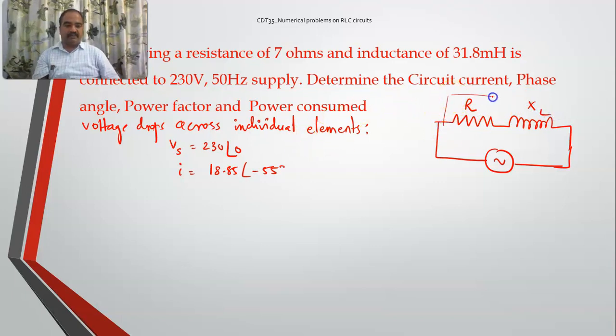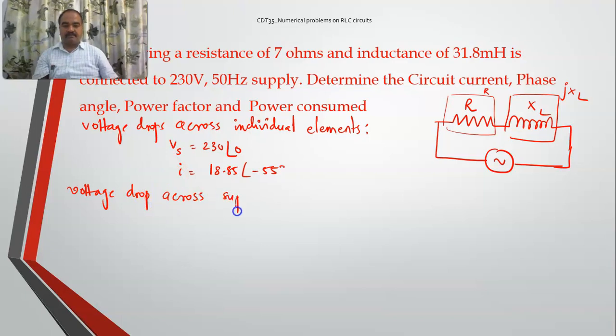So what was the impedance of this element? It was R. And what was the impedance of this element? It was jXL. Now they are asking you to determine the voltage drop across individual elements. So in that case, what I'll be writing? Voltage drop across supply. It is already given. It is 230 at an angle of 0. Now the voltage drop across resistance.